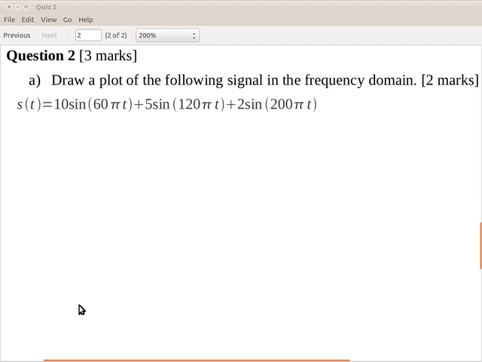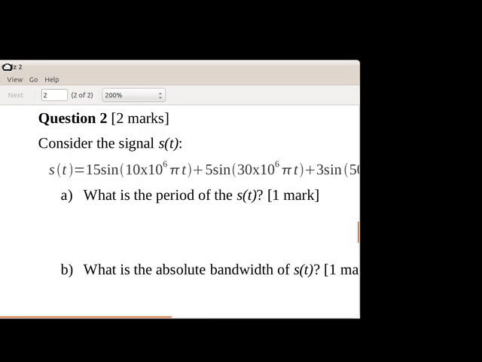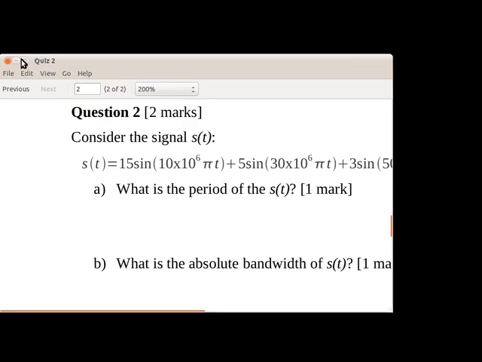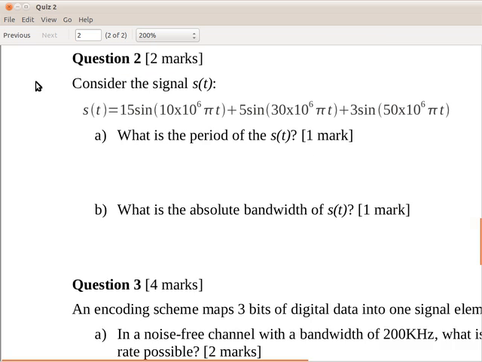That was an easy quiz question. So something like that, you need to solve in like 3 minutes. You need to identify the frequency components, the frequency, and draw the plot. Another similar question, which you'll solve in 3 minutes.